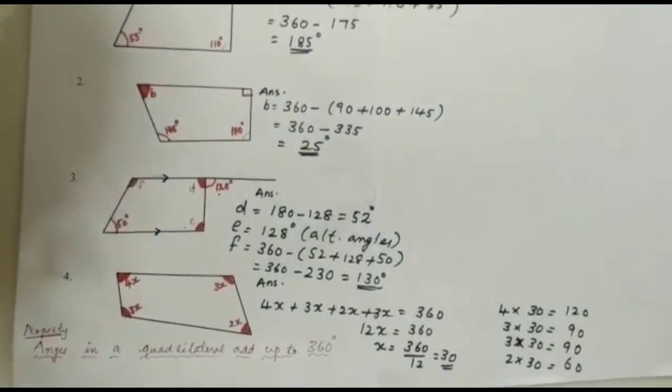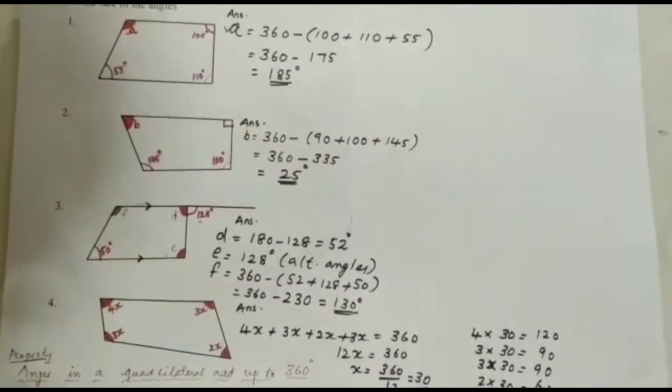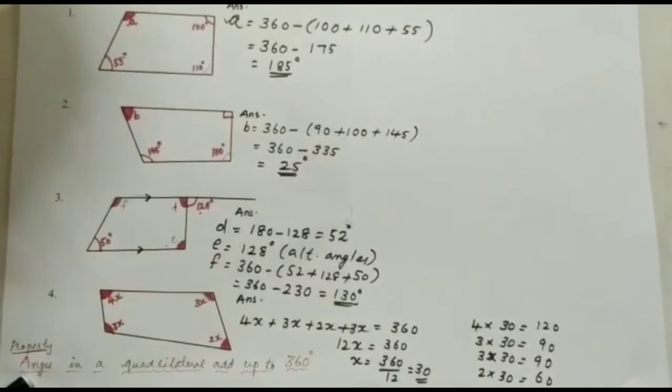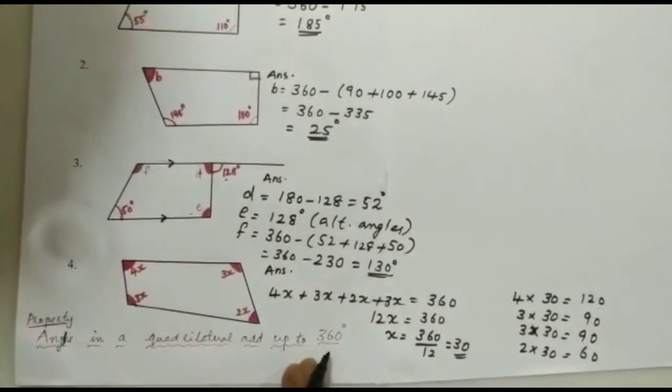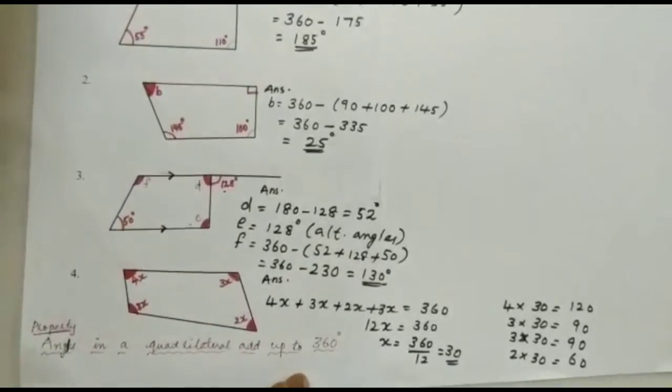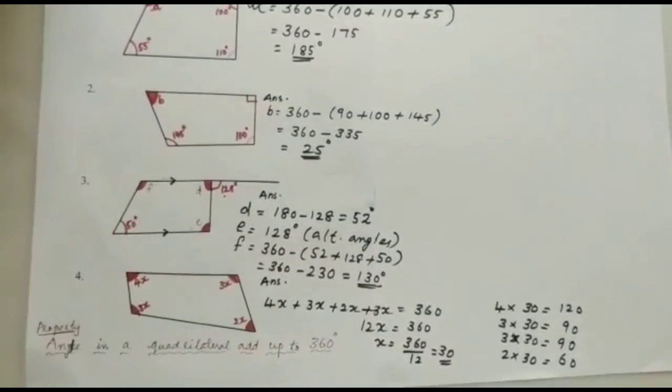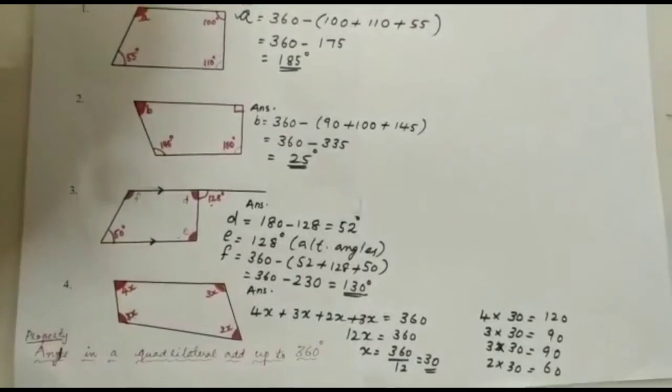So all 4 questions are based on the angle sum property of the quadrilateral, that is, angles in a quadrilateral add up to 360. This is the property we applied on all 4 questions. If you have any doubt, you can check with me. Okay.